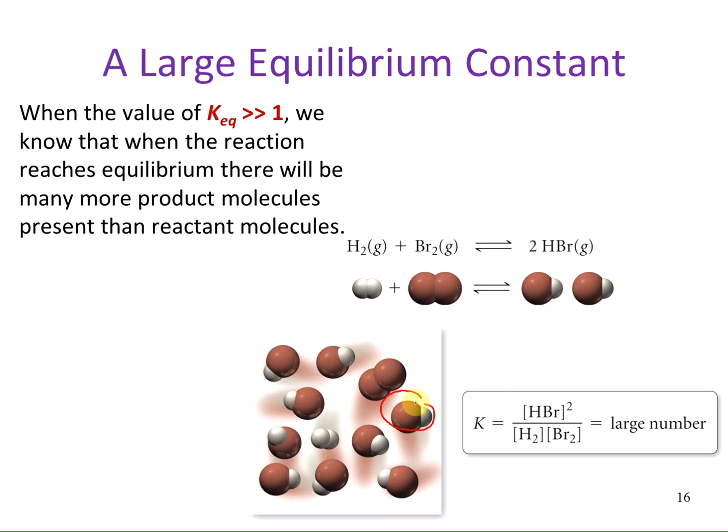So let's see, here we have 1, 2, 3, 4, 5, 6, 7, 8, 9. So K equals 9 squared over, I see 1 hydrogen molecule, 1 times the Br2 concentration. I only see one of those. So in this case it would be 81. So in this case, the reaction lies to the right, and there are much more products than there are reactants, and the K value is very large.